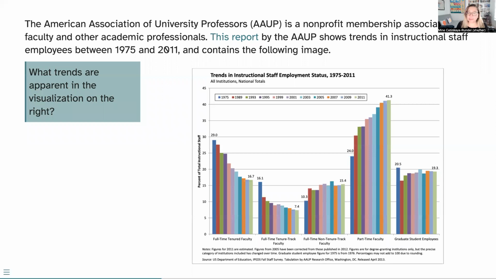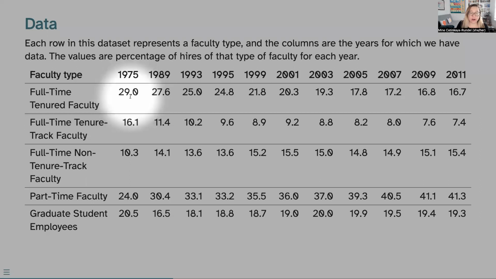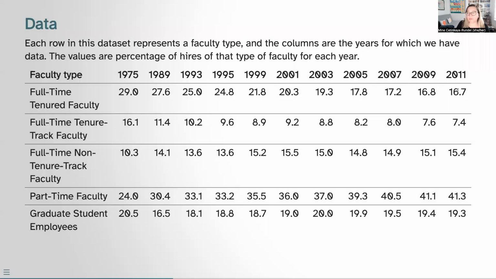But let's ask ourselves, is this the best way to represent these data? So whenever I'm critical of a visualization, I like to take a look at the raw data. So on this slide, we can see that each row is a type of faculty, and each column represents a year for which we have data. And in the cells, we have the percentage of instructional employees in that category. So 29% in 1975 were full-time tenured faculty. That number fell to 16.7% in 2011, for example.